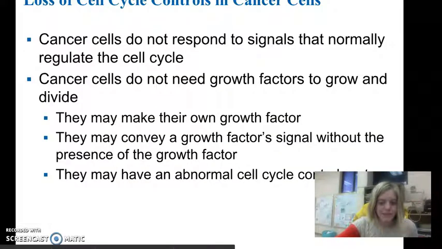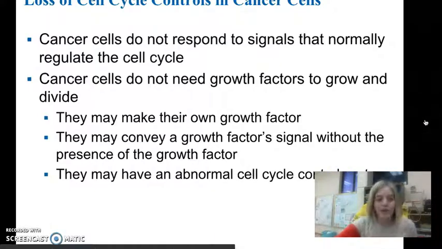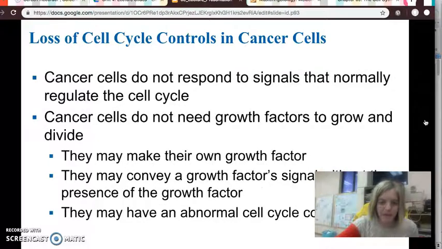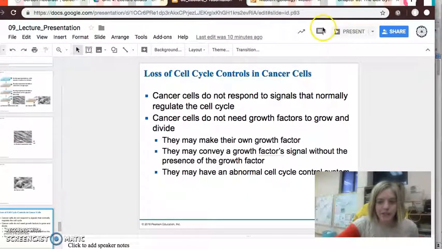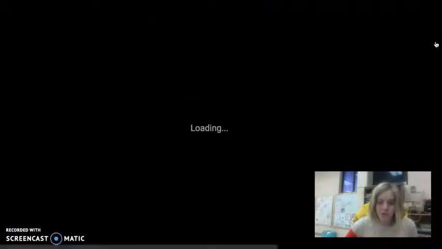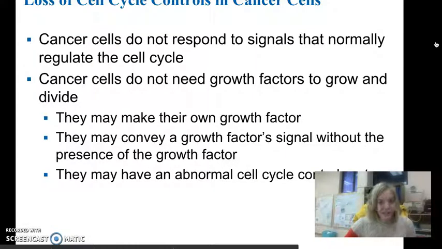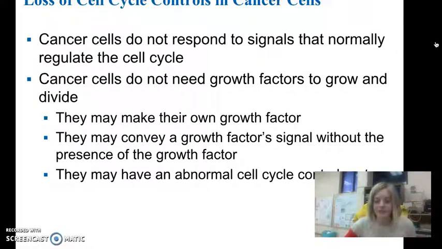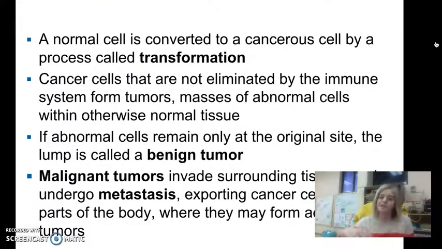So our cell cycle controls do not apply to cancer cells, like I mentioned. They actually don't respond to signals that normally regulate the cell cycle. They don't need growth factors to signal them to begin dividing. A lot of times they make their own growth factor, or they don't even need a growth factor. They'll just keep going, or their cell cycle control system may be unlike any of our other cells. And that's part of the reason why they were such a mystery to us for so long.